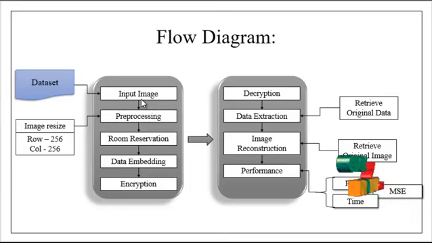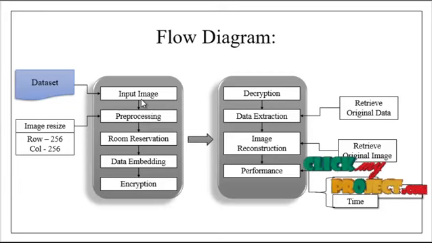At first, the input image. The input image is taken from the dataset. The dataset consists of images with different resolutions as well as different color bands, like the RGB band as well as the grayscale band. So we have to take any one image from the dataset.